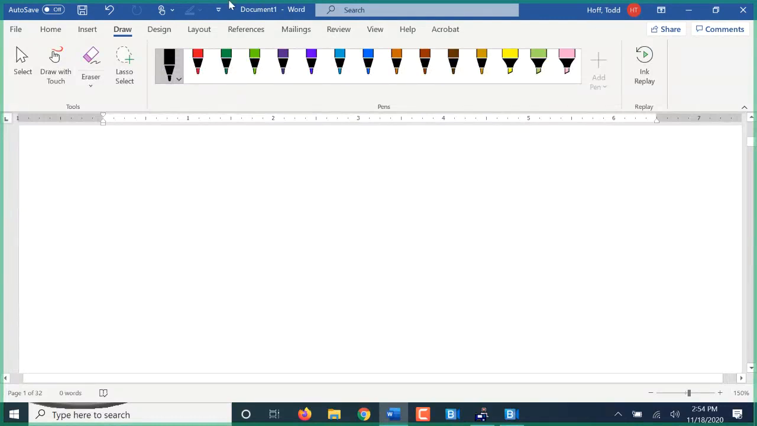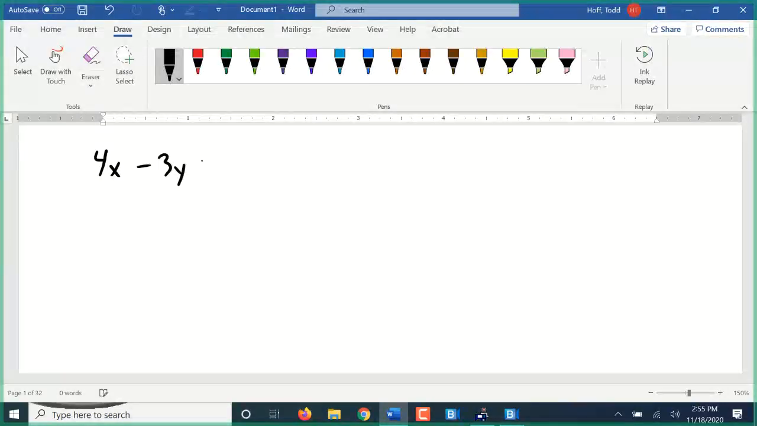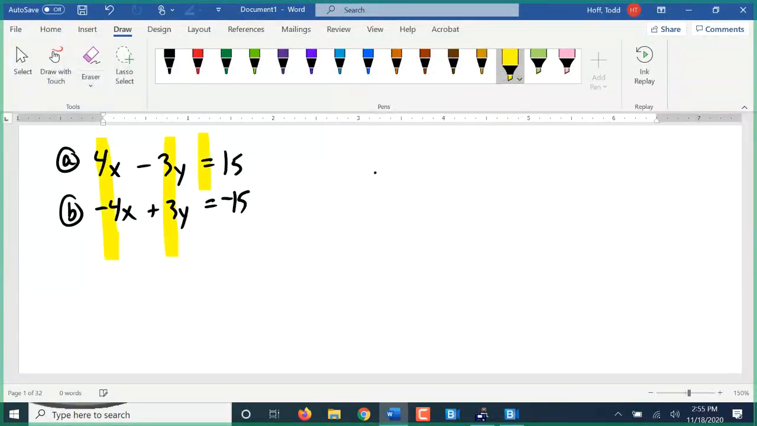Let's go back to that addition method again. We might have 4x minus 3y equals 15. And we might have 4x plus 3y equals a negative 15. Well, here, first thing we got to make sure is they're lined up. They're lined up: x's, y's, equal signs, and the constants. It's lined up. So let's go ahead and add our columns. Just add it up and see if anything disappears.